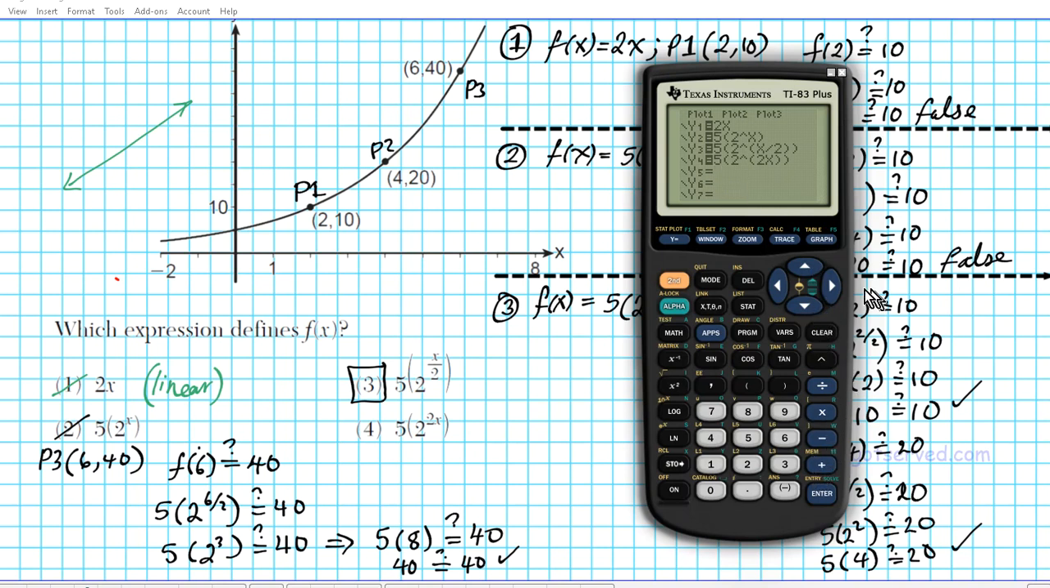Okay, alright, so now I'm going to go to my table setup. The default setting for the independent variable is auto, so I'm going to have it do ask. I want it to ask me what input I want it to generate the output for. So you have that selected, and then go to table, second function graph. So this is the table right here. Oopsie, it already has it all filled out. Okay, let's do this. I'm going to clear that.